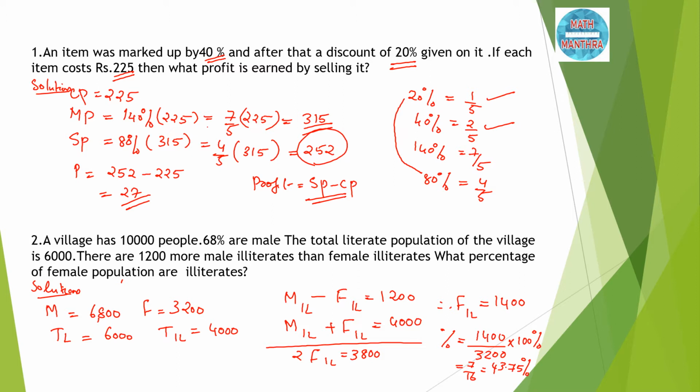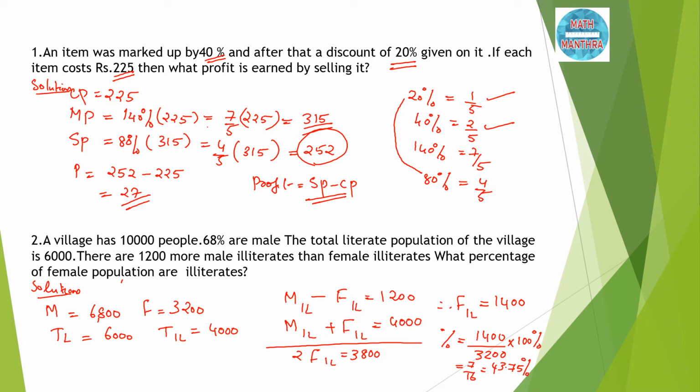So this question is just to find out the mark price of the article. From mark price, you can find out the selling price. So it's a connected question. Selling price, mark price, you can find out both the values. And since cost price is already given in the question, you can take the difference and find out the profit, which is 27. Hope it is clear. Now see the second question.